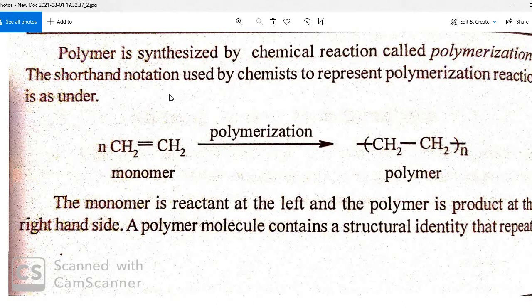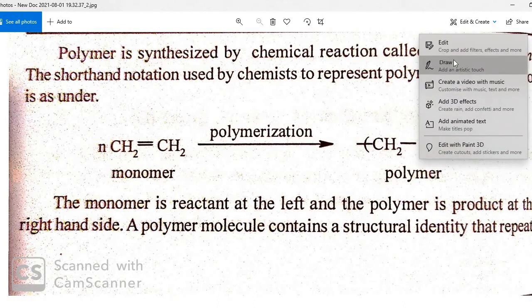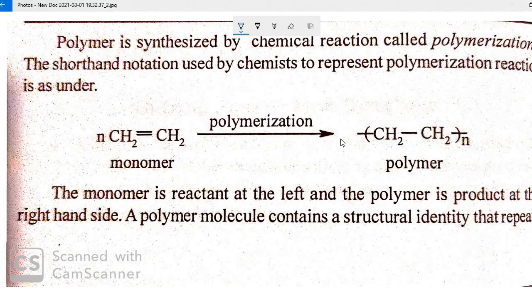Okay, we will see the first example of polymer, that is polyethylene. You have already heard the name polyethylene. So this is the monomer.